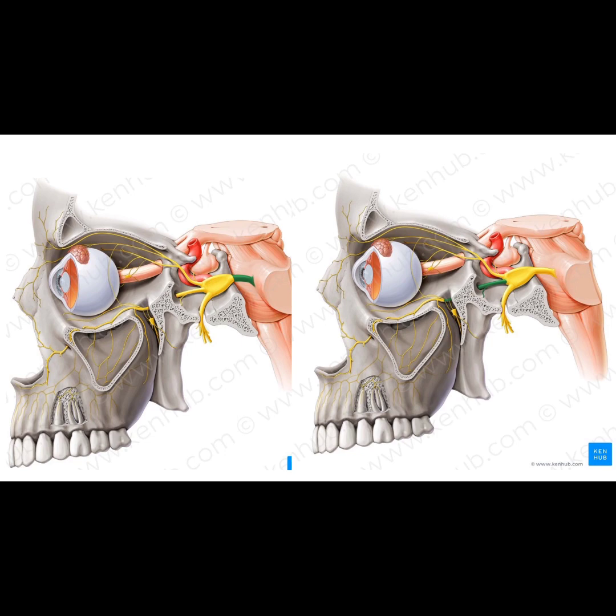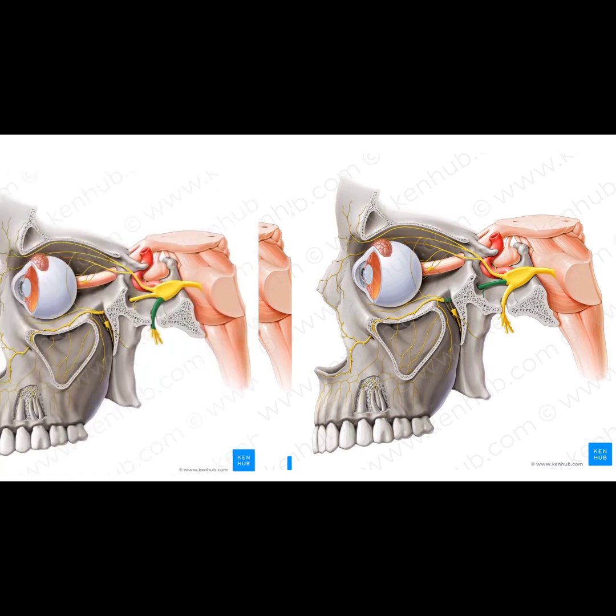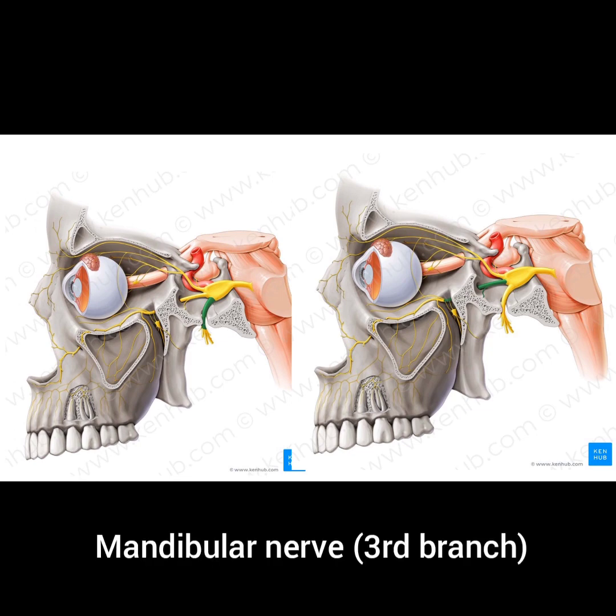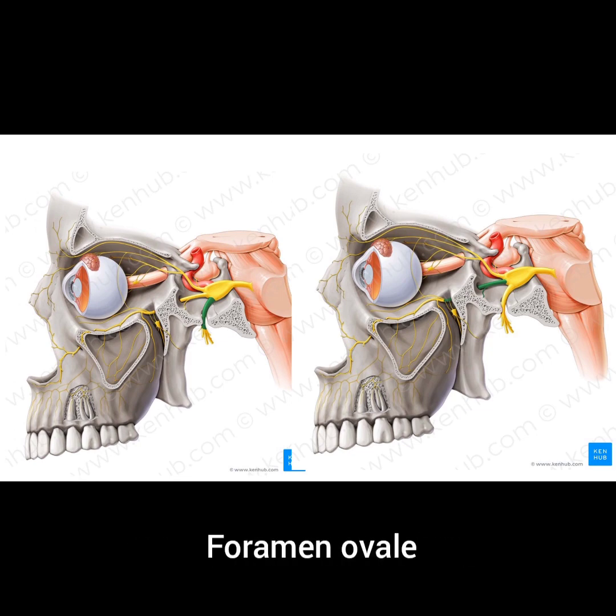The second branch is the maxillary nerve and it passes through the foramen rotundum. The third branch of the trigeminal nerve is the mandibular nerve and it comes out through the foramen ovale.